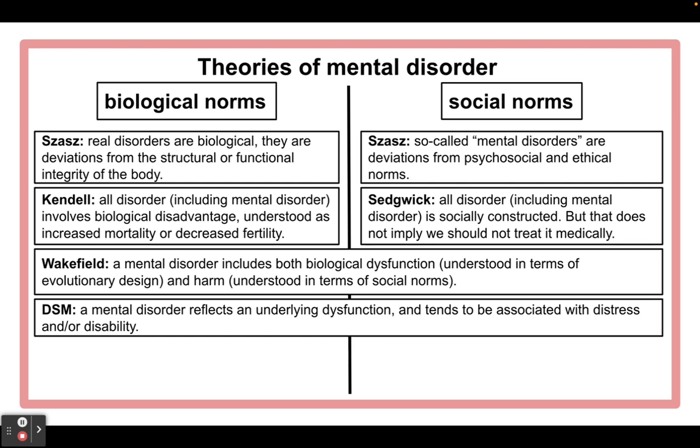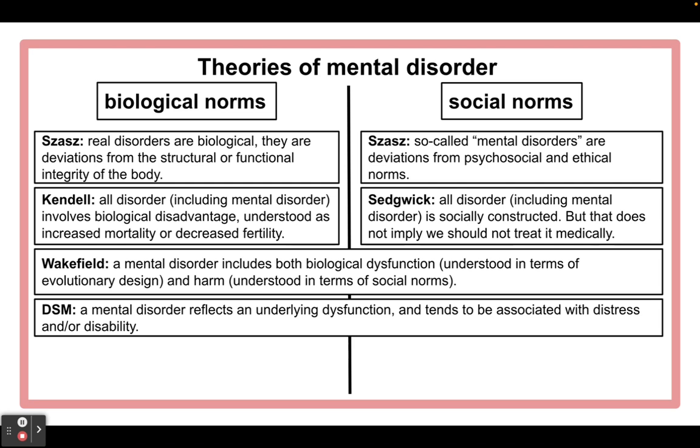Kendell is squarely on the biological side. He thinks that all disorder, mental and physical, involves biological disadvantage, and that that can be understood as increased mortality or decreased fertility. Sedgwick is on the complete social side of things. He thinks that all disorder, including mental disorder, is socially constructed, right? So really, Kendell and Sedgwick are like opposites. And they both disagree with Szasz in different ways.